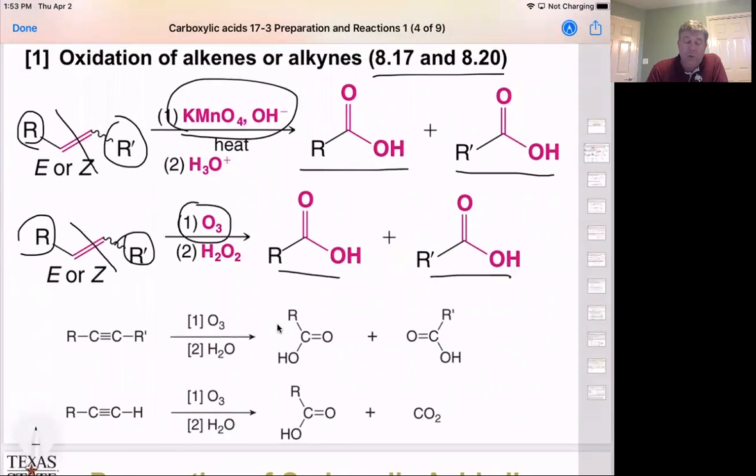So ozone can be used to clip the triple bond because those pi orbitals are much more susceptible to oxidation than other things. If we have a disubstituted alkyne, we can get two carboxylic acids that can be the same or different. If we have a terminal alkyne, we end up oxidizing that last group to CO2, and it typically goes away as a gas. Okay.